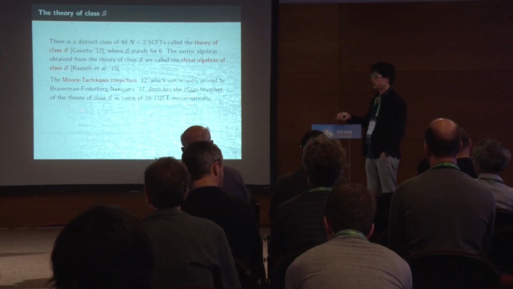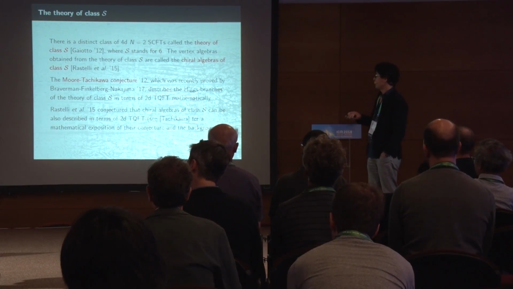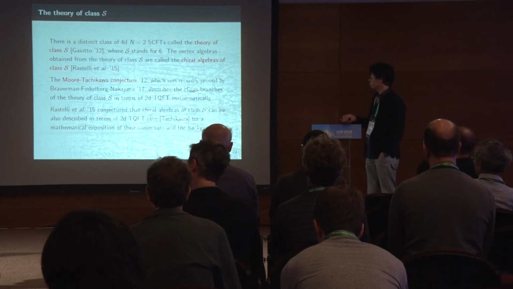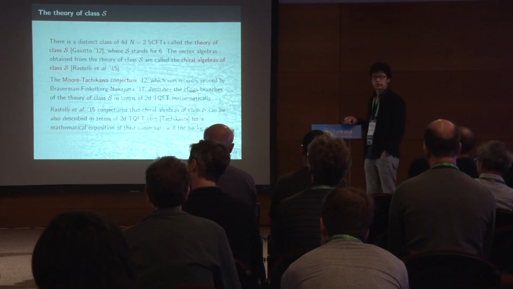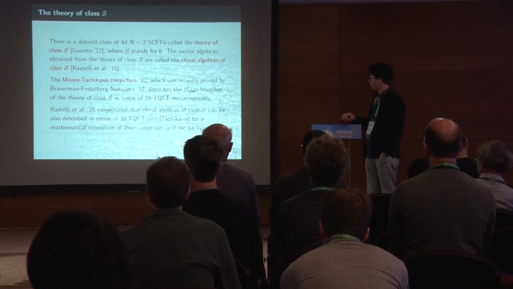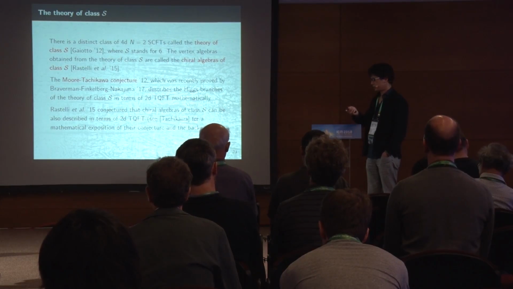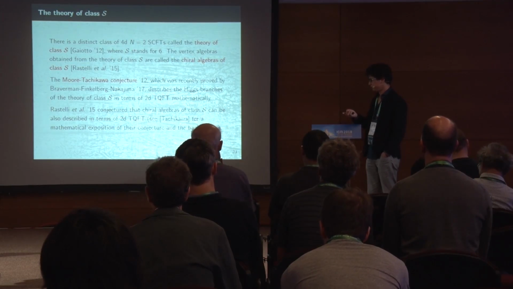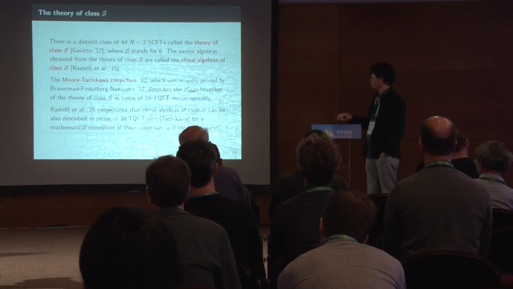So the Higgs branch can be described purely mathematically. And lastly, one conjectures that the chiral algebra of class S can also be described similarly in terms of two-dimensional topological quantum field theory. I believe Tachikawa talked about this conjecture in this conference in the math physics section. Anyway, let me describe the conjecture.